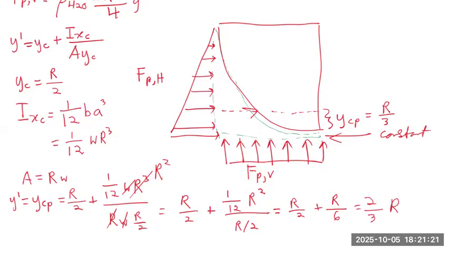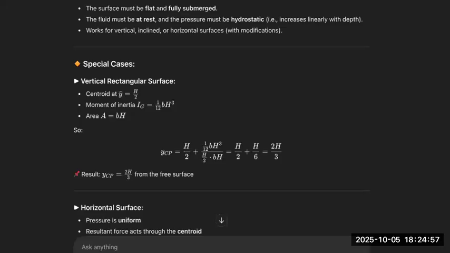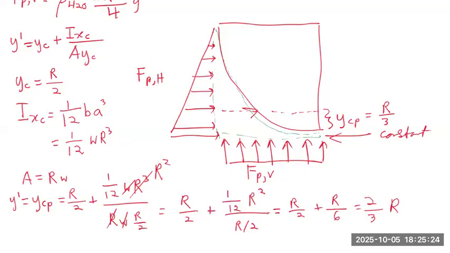Hold on, did I do something wrong? Let me check. I used ChatGPT to verify if I did it correctly or accurately, and it seems like I did. But using this equation, keep in mind that it actually gives you the location from the free surface. So that's something you have to remember.